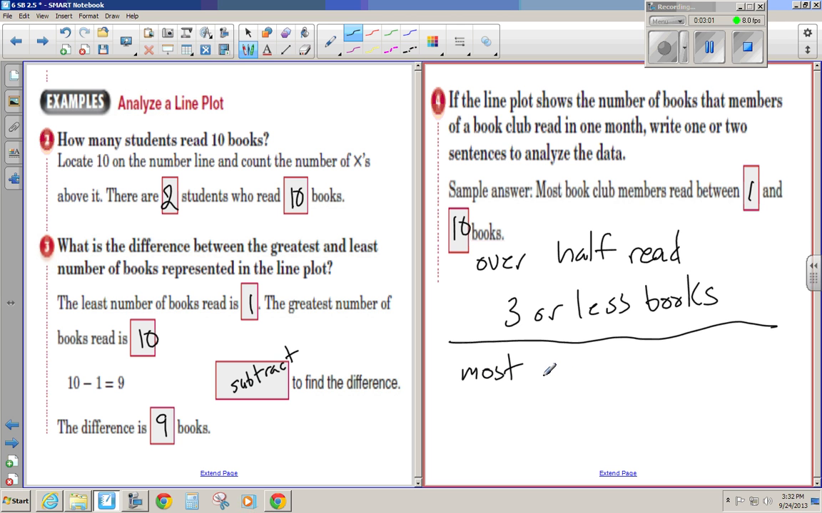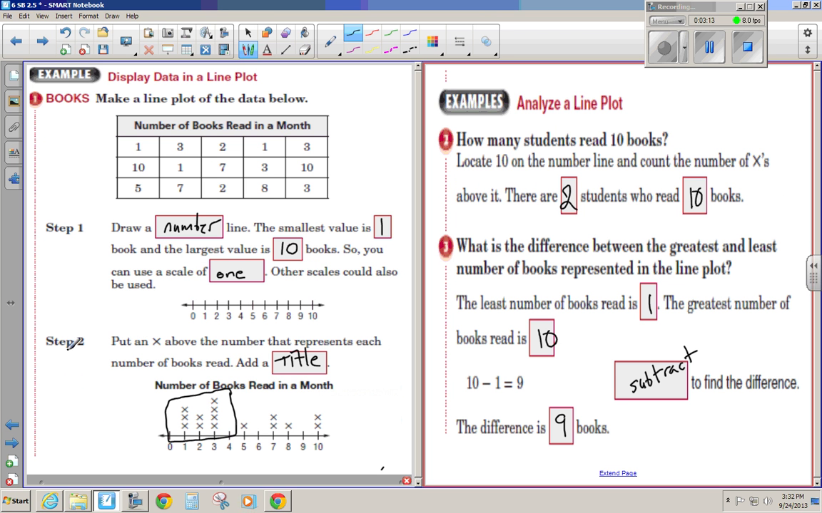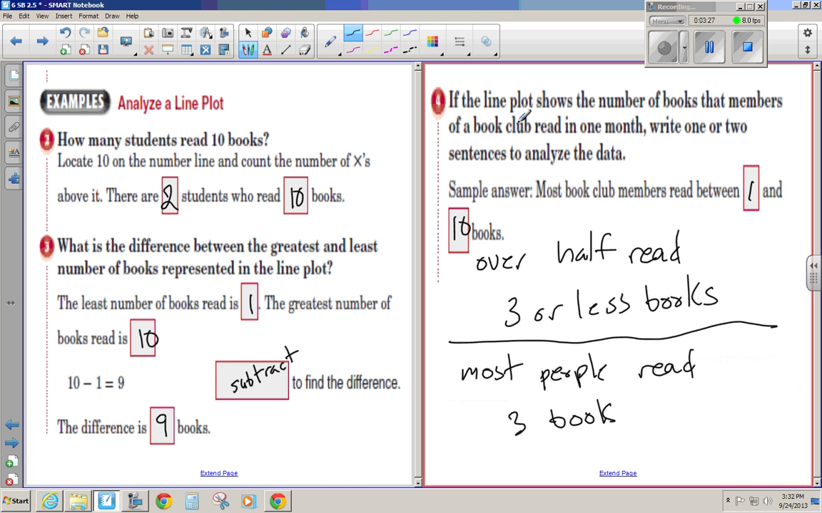Most of the people read 3 books because most people read 3 books. If you look back, 3 has 4 X's on it. So that means most of the people read 3. You could technically even average them and say that the average did this. There's a lot of different ways you can describe how this happened.